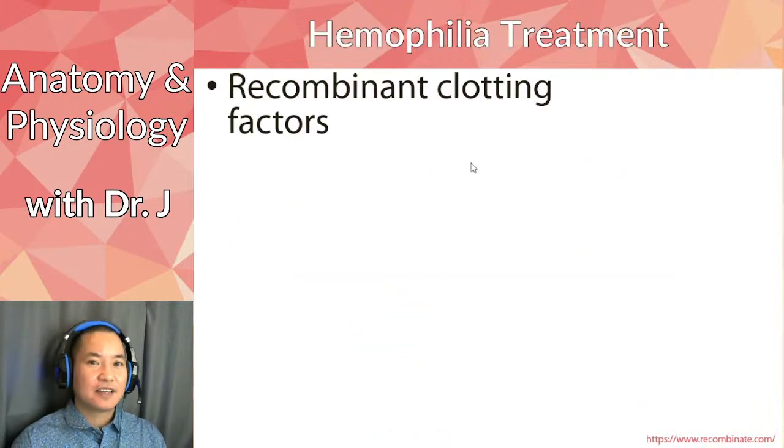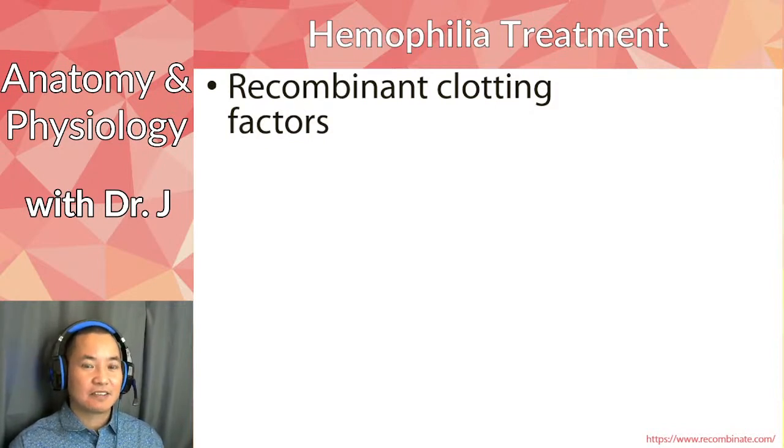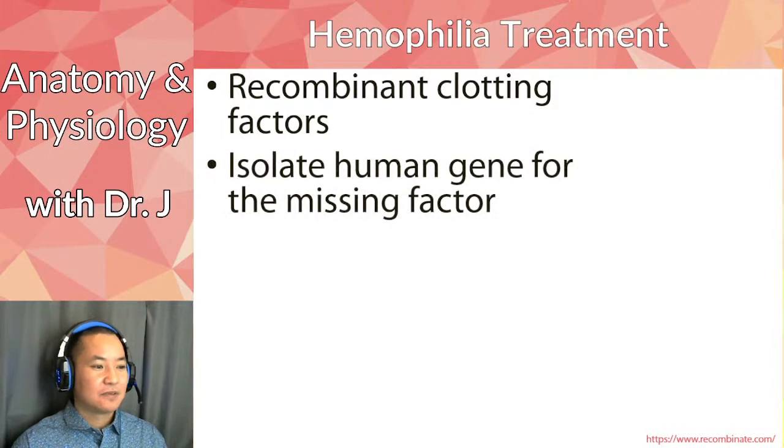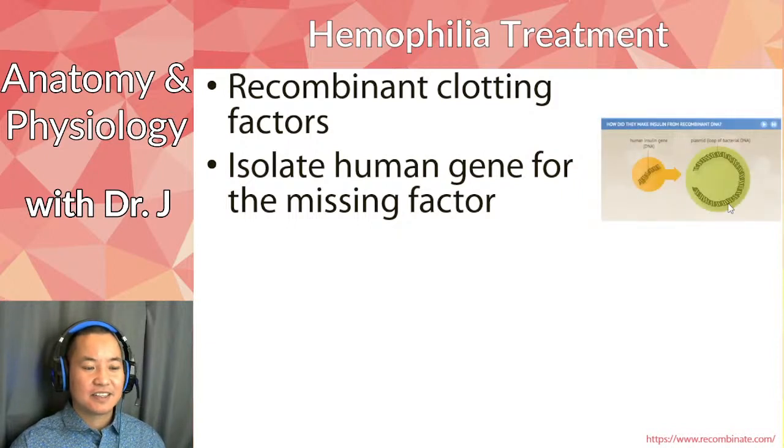Now, how do you treat that? Well, the common treatment for hemophilia: people who have hemophilia typically carry around a little medical kit containing recombinant clotting factors. So they have pretty much the clotting factor they're missing in a little vial that they can inject in case they end up having a cut. So how do they do this? They take the human gene for the clotting factor they're missing, and then they put it into bacteria, and the bacteria are able to crank out this protein.